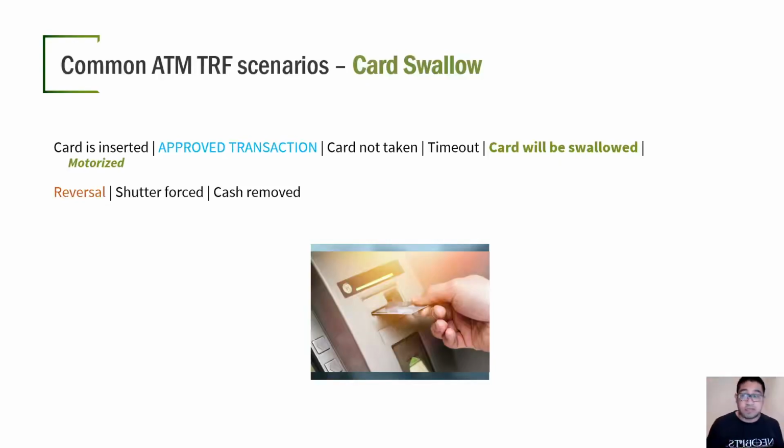Now let's talk about the common ATM transaction reversal fraud scenarios. The first one is the card swallow. The card swallow happens when the card is inserted, a normal transaction is happening in the ATM, but the card is not taken. So when the card is not taken, this will cause a timeout, and the ATM will know that the card needs to be swallowed by the motorized card reader. But when this happens, a reversal will also happen.